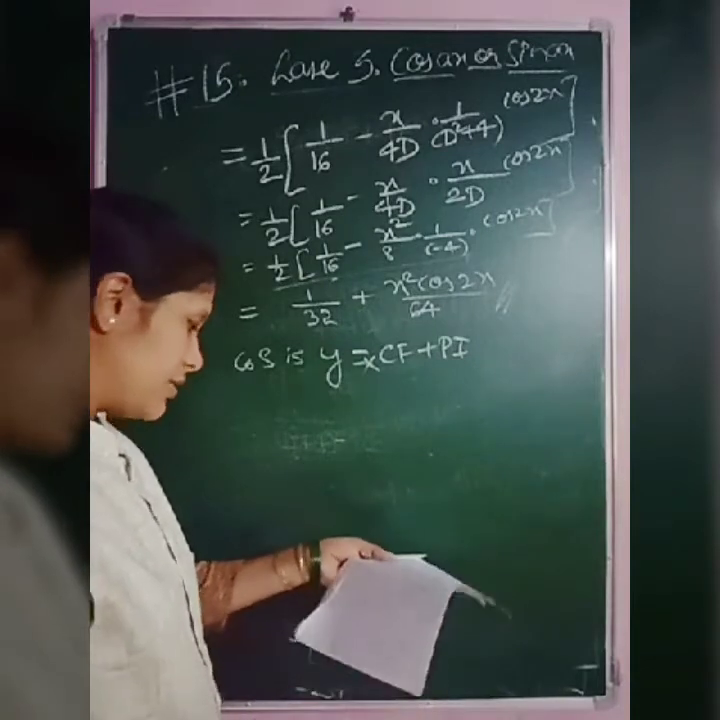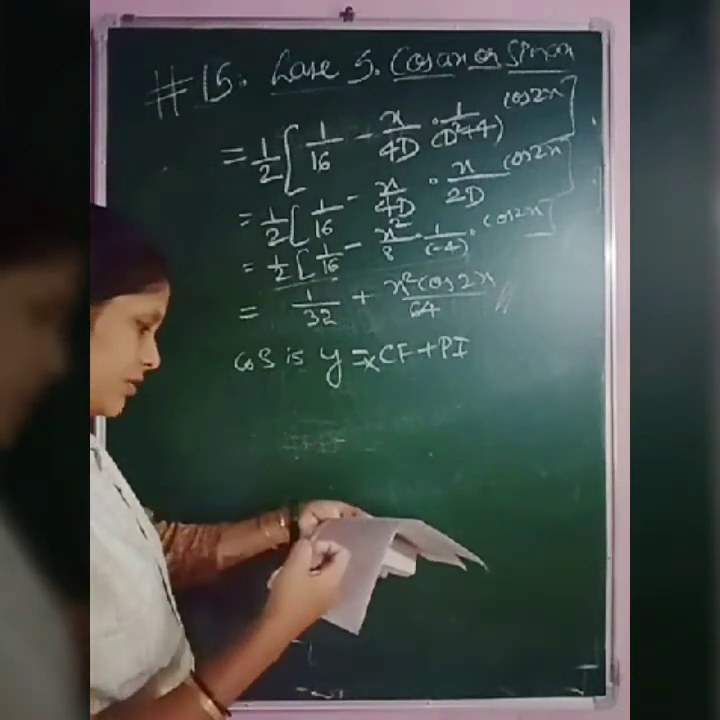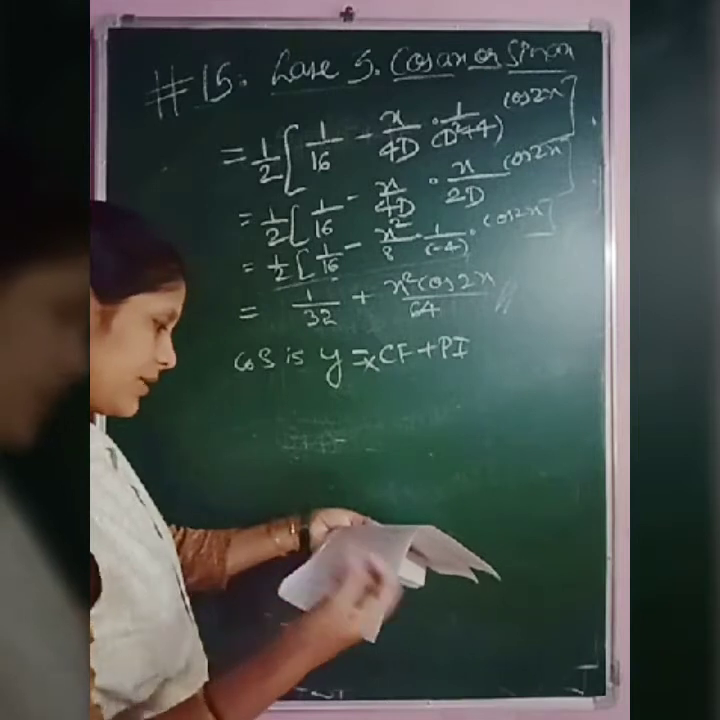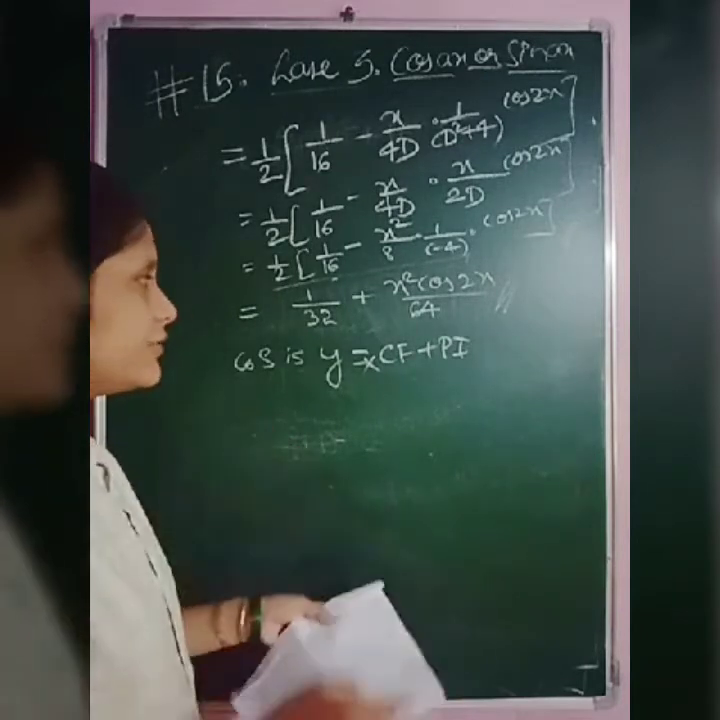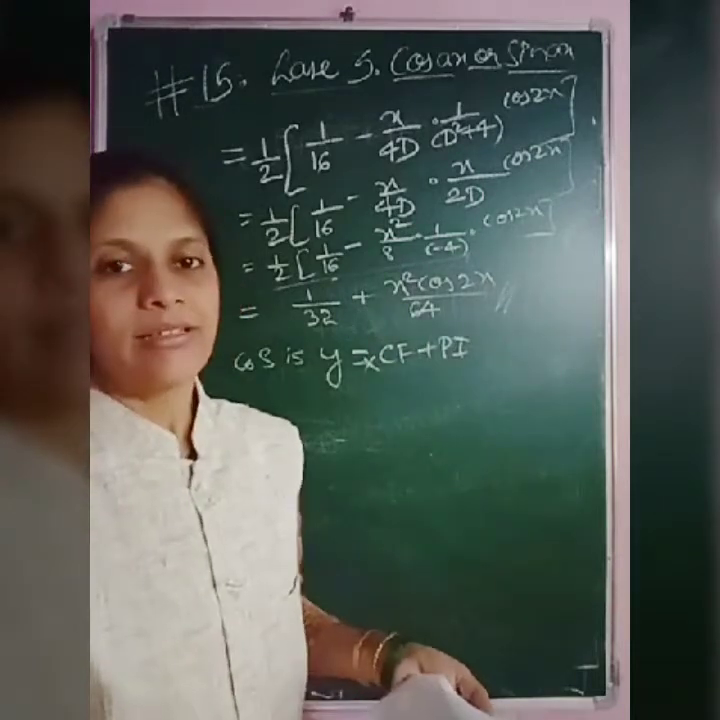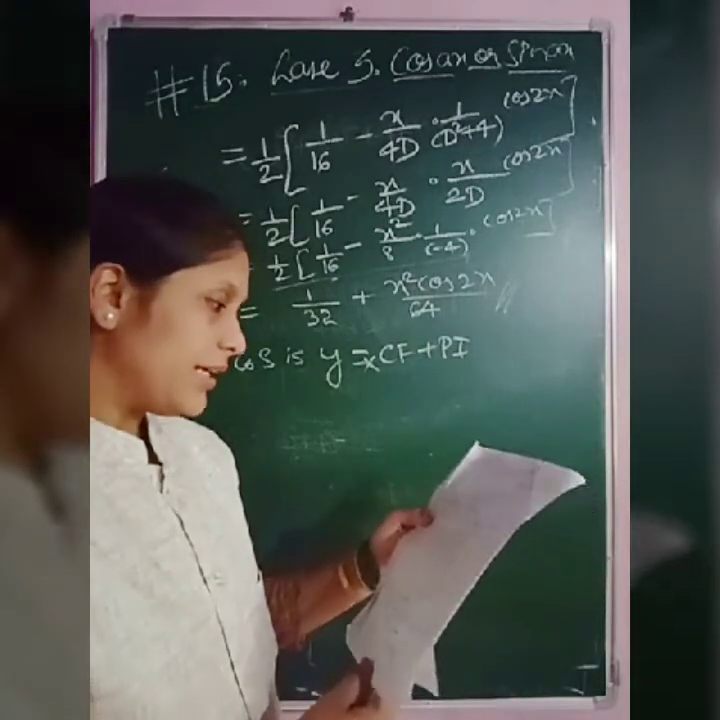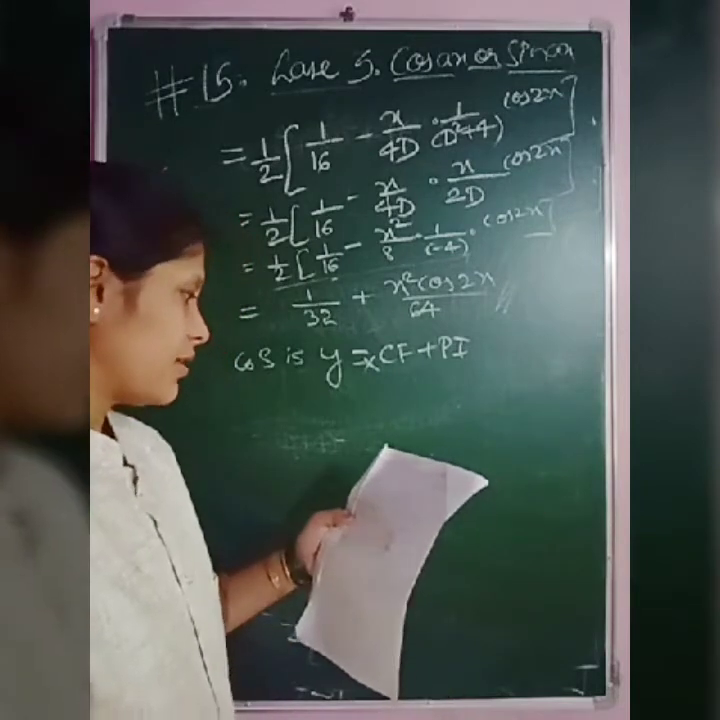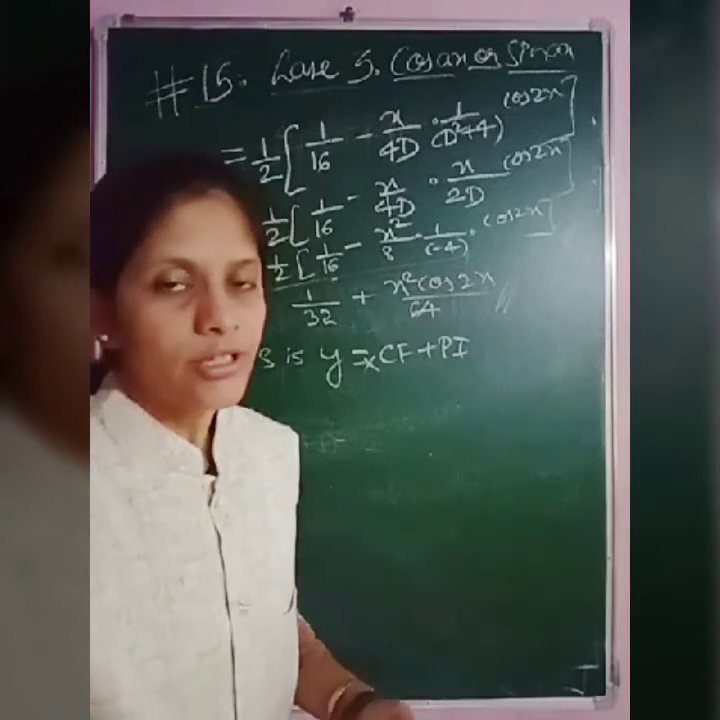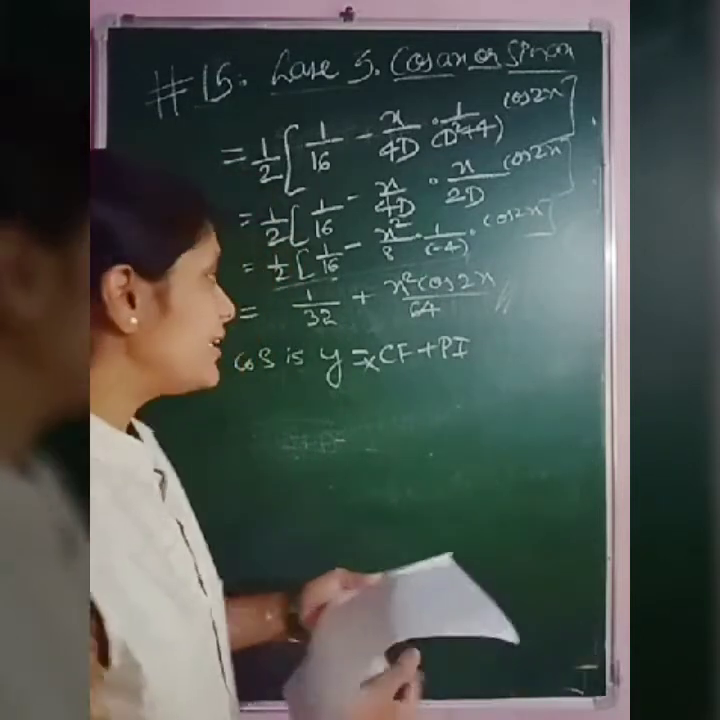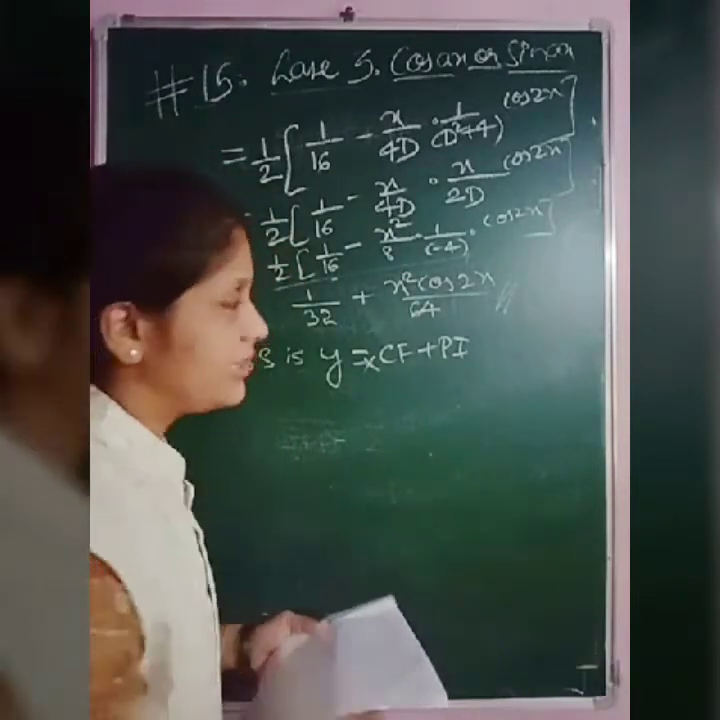So what do we get? CF, how much have we got? c1 plus c2x, right? So whatever CF we have got plus PI, that gives our complete solution. So this is all for our numerical number 5. Now let us see a little higher level example again.